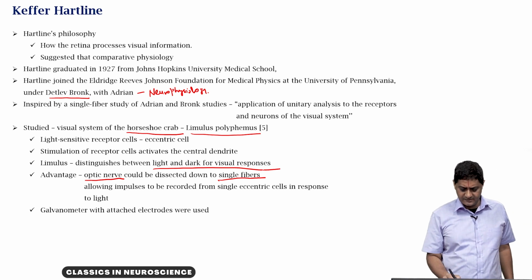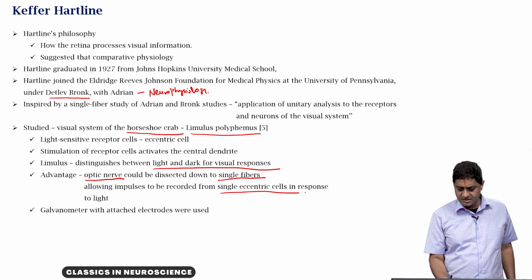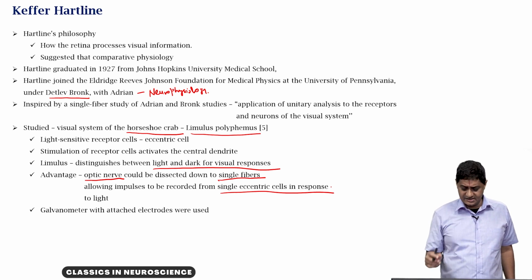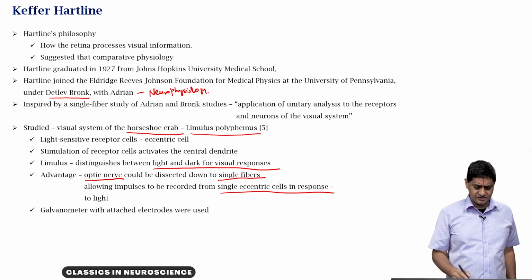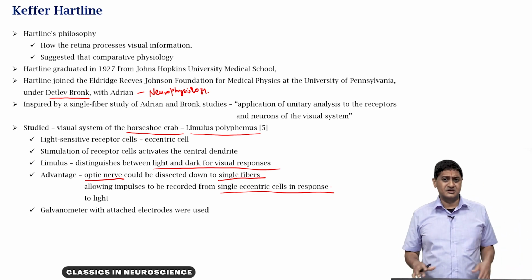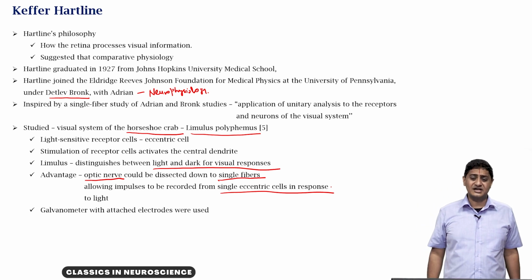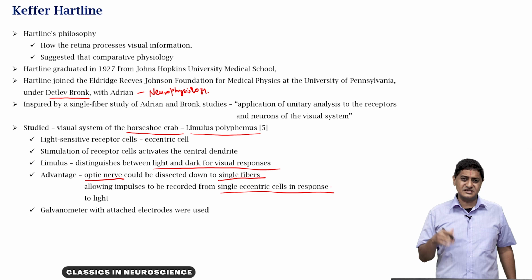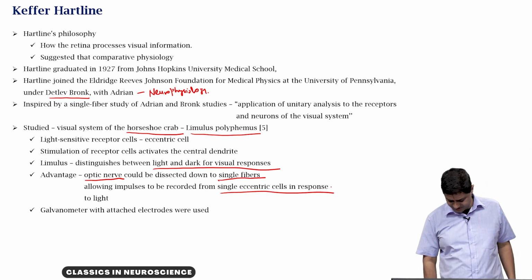So, you can record responses from single eccentric cells that respond to light, and you just attach this to a galvanometer with electrodes and you are going to be able to measure activation when light or darkness happens. So, it is not going to detect the features, but just the presence or absence of light, for example.